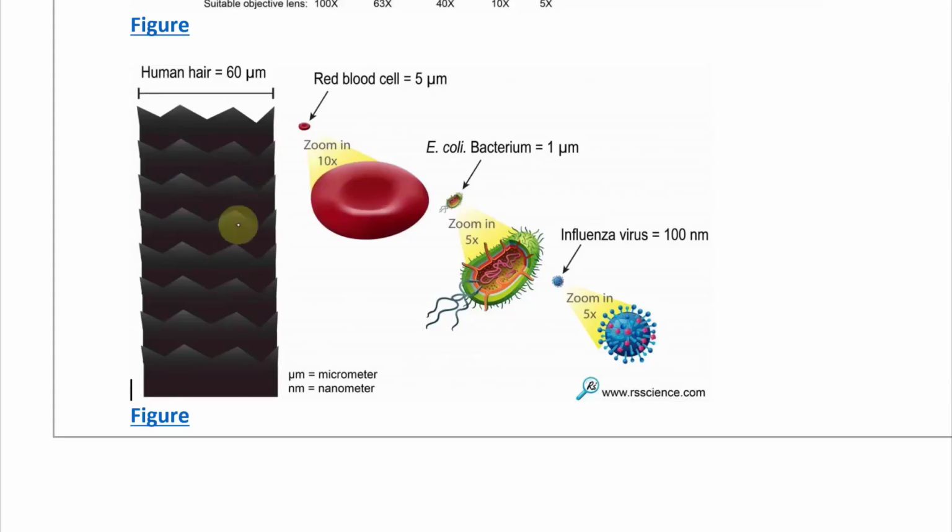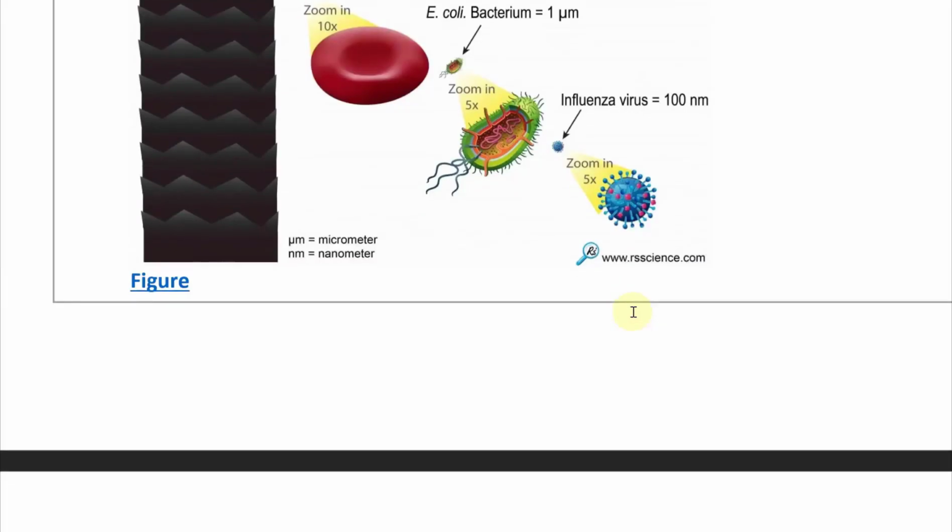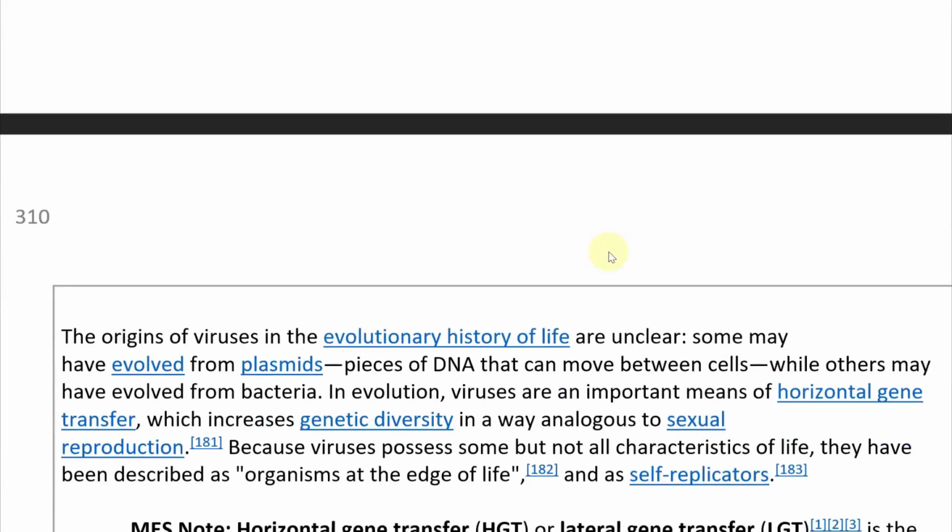Then when you zoom in 10x and compare it with an E. coli bacterium, look how much smaller it is than the red blood cell. So that's a very interesting illustration. And then if you zoom in 5x, it looks like that. Now you have an influenza virus, which is 100 nanometers, and it looks like this. This is the comparison between bacteria and so-called viruses. It's very, very fascinating stuff. And then when you zoom in 5x, you get something that looks like this. That's very, very interesting. Let's continue further.